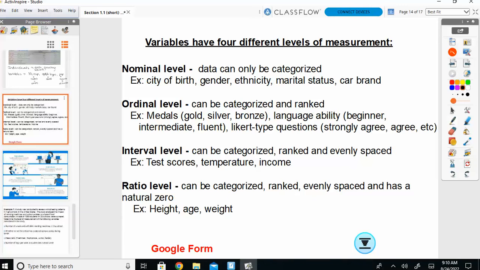Ratio has all of these: categorized, ranked, evenly spaced. I add in one more piece. It has a natural zero. Does temperature have a natural zero, a stopping point? No, because it could go below that. So it wouldn't make sense to say it's ratio. Height, does height have a stopping point? Yeah, you can't be a negative height, that wouldn't make sense. Age, weight, those kinds of things. If it has a clear zero, a beginning point, then it is also ratio data.